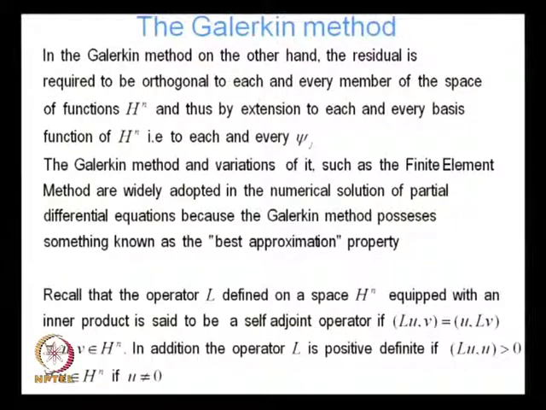Recall that the operator L defined on a space Hn equipped with the inner product, this we have discussed when we were talking about partial differential equations. The operator L is self adjoint if (Lu, v) is equal to (u, Lv) for all u, v belonging to Hn. In addition, the operator L is positive definite if (Lu, u) is greater than 0 for all u belonging to Hn, if u is not equal to 0. So, if it is positive definite, that is true.